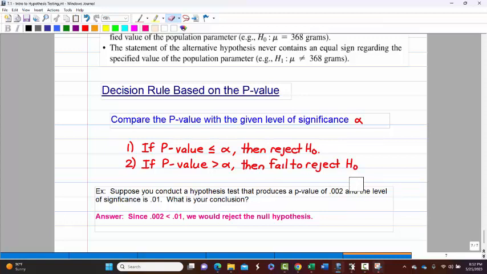All right, so now suppose you conduct a hypothesis test that produces a p-value of 0.002 and the level of significance is 0.01. What's your conclusion? Since 0.002 is less than 0.01, we would reject the null hypothesis. You always want to write the p-value first, and then on the right, you write the alpha, the level of significance, then you decide which way your arrow goes.